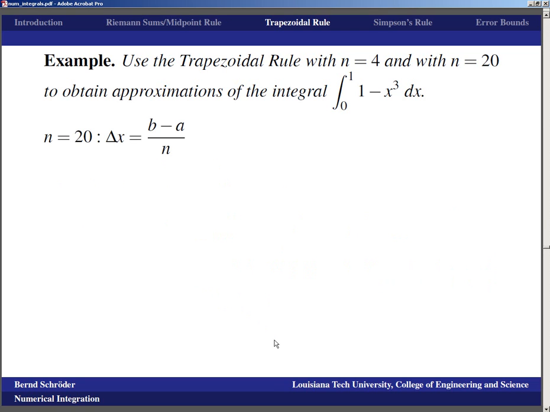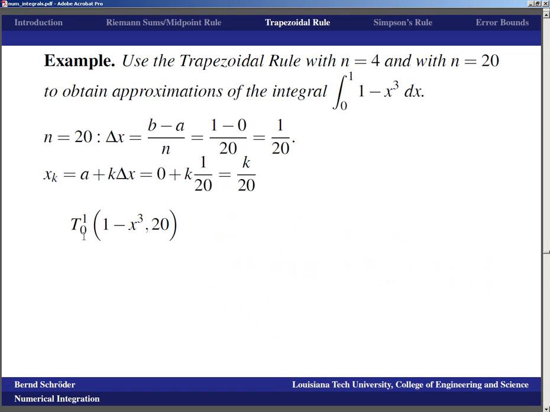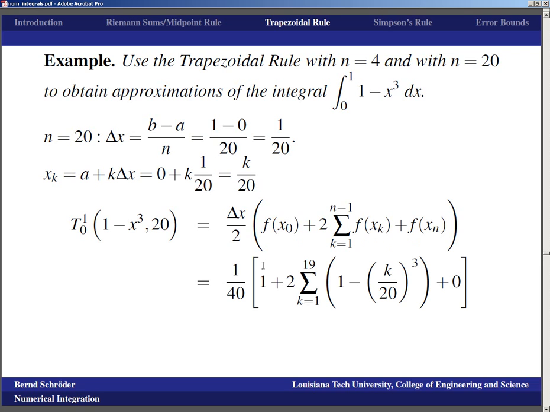With n equals 20, well, delta x is still 1/20th. The xk's are still k over 20. The trapezoidal approximation from 0 to 1 of 1 minus x cubed with 20 partitions is delta x over 2 times f of x0 plus 2 times the sum of the f of xk's from 1 to n minus 1 plus f of xn. And that's 1/40th times 1, which is the value at the left endpoint, plus 2 times the sum, k equals 1 to 19, which is n minus 1. The function is 1 minus x cubed, so 1 minus k over 20 cubed, plus the value at b, which is 0.